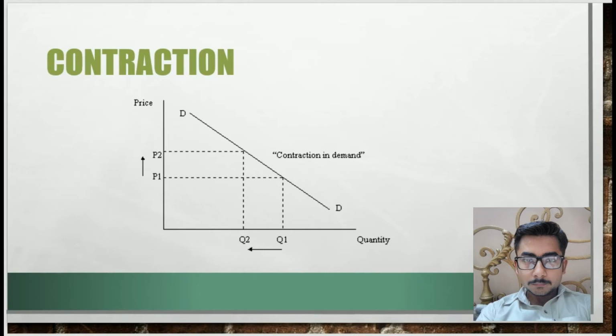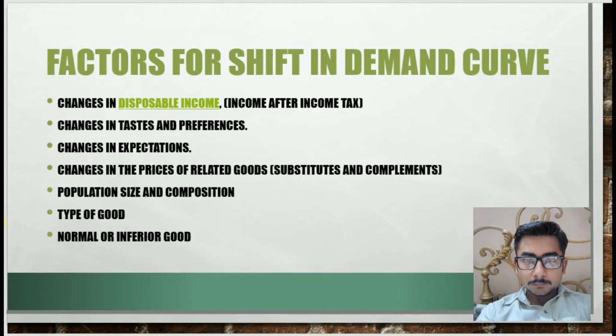Apart from these things, we have some factors which shift the demand curve to the right hand side or to the left hand side. We will see what the factors are. Number one is changes in disposable income. Disposable income is the income after income tax, the income we get in our pockets, the income which we can spend on goods or services.